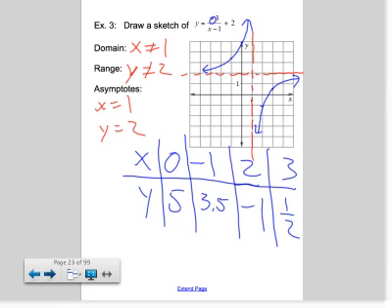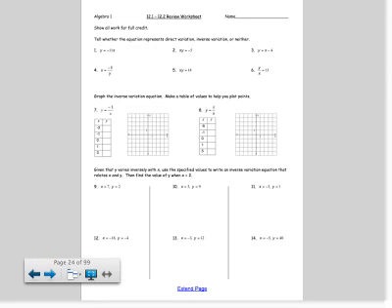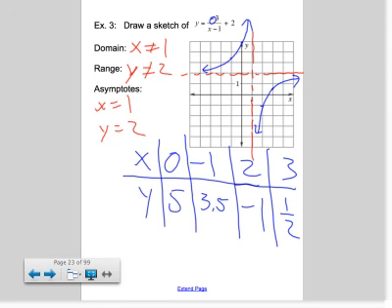Okay, so again, we'll look more at these graphing tomorrow in class, but I just wanted to give you guys a brief rundown and an idea as to how to graph these rational functions.